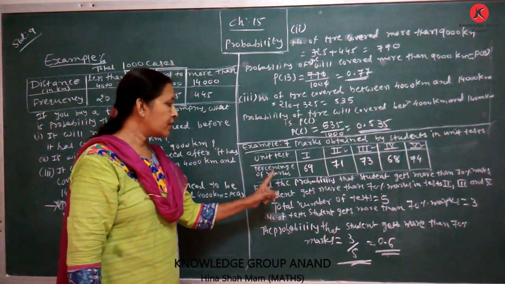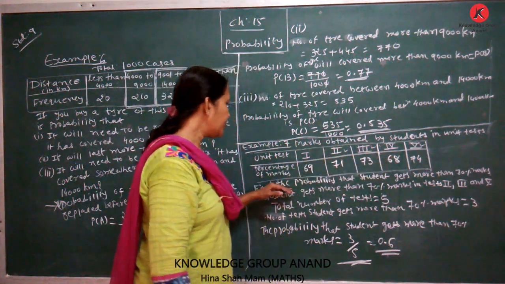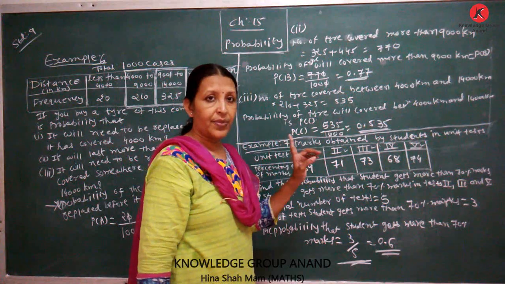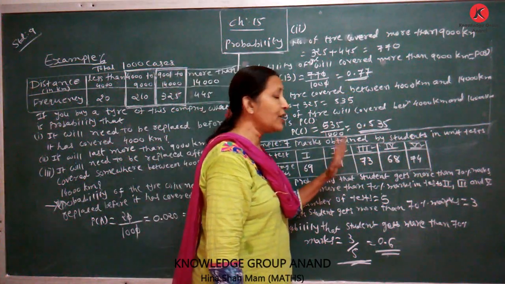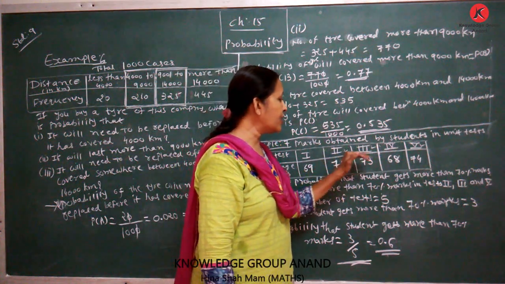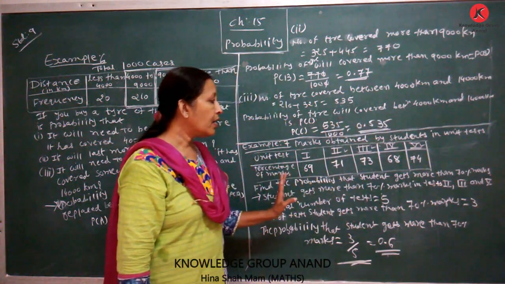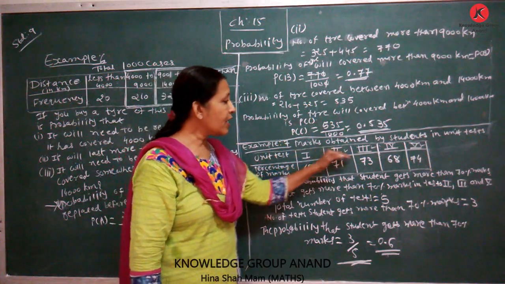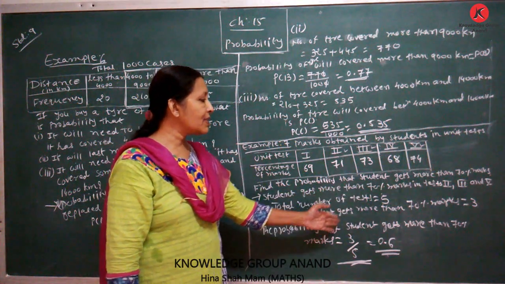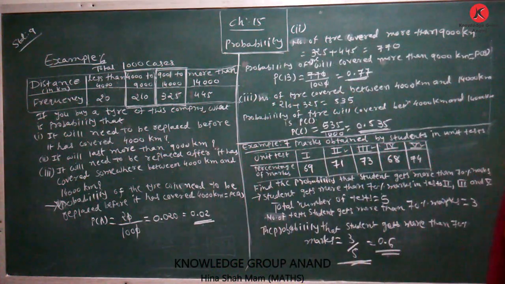Example 7. Here we have a test marks table in percentage. Find the probability that the student gets more than 70% marks. Only one question: more than 70% marks. In how many tests? The student gets more than 70% marks in the second test, third test and fifth test, so in 3 tests. Total tests, how many? 5. Then the probability of this is equal to 3 upon 5, which is equal to 0.6.